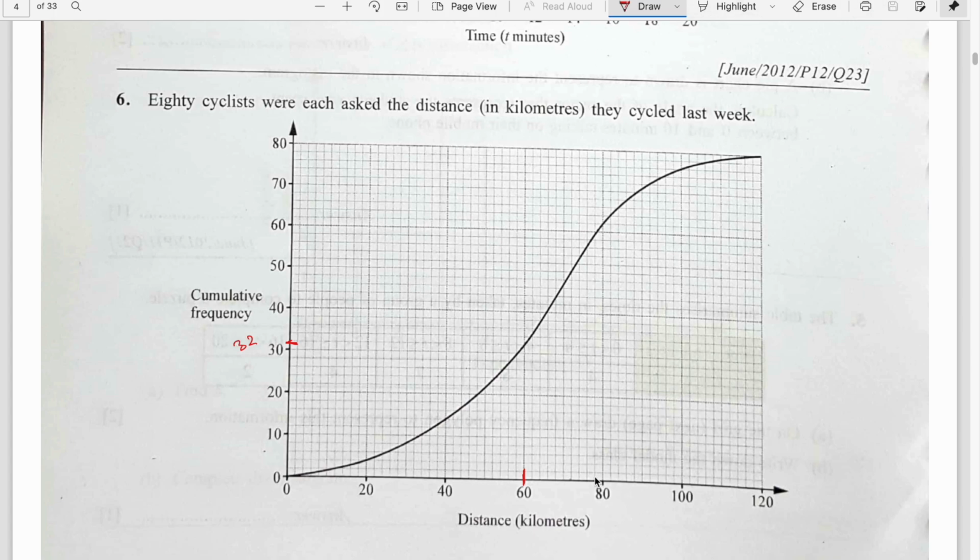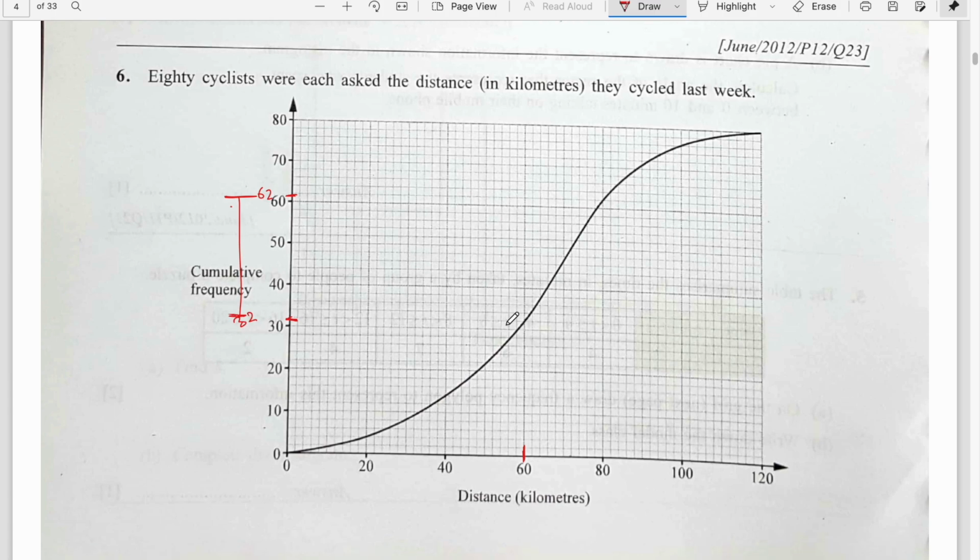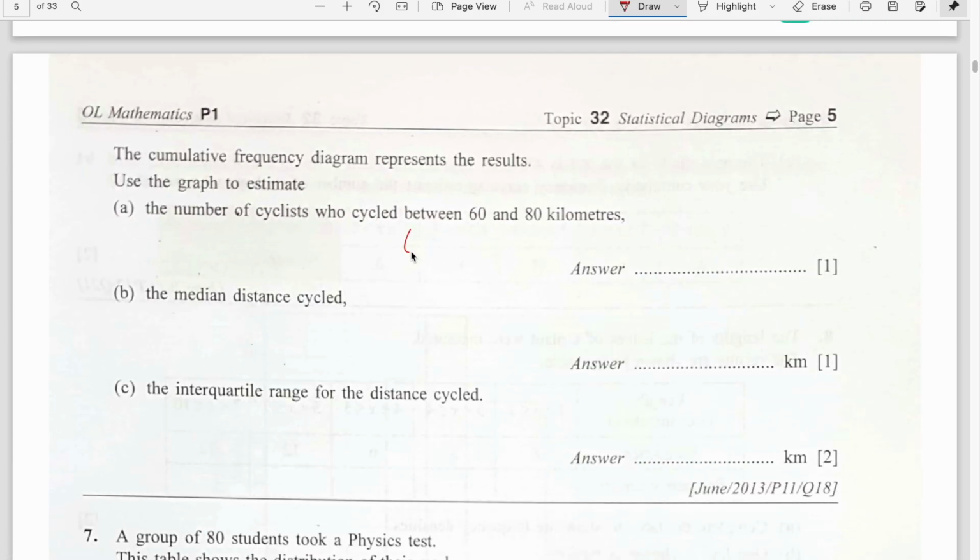Okay. And at 80 this is 62. So these are the students who traveled distance 60 to 80. So 62 minus 32, there were 30 students who are traveling between this distance.